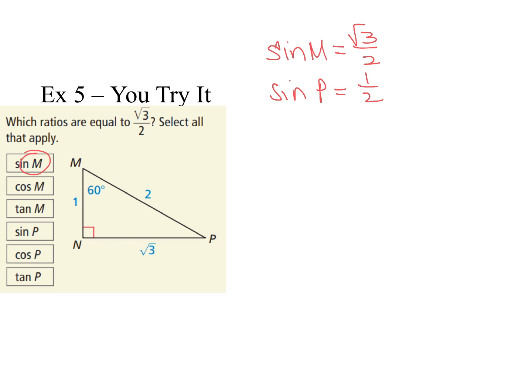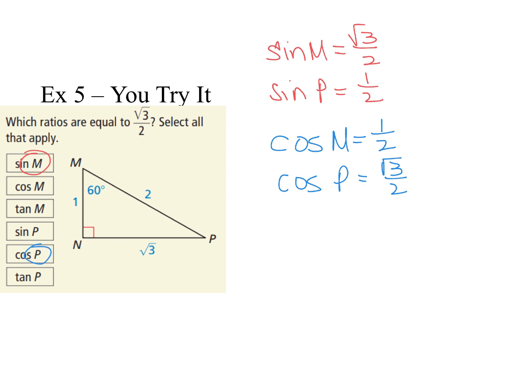The cosine of m is going to equal the adjacent, which would be 1 over the hypotenuse, which is 2. So that's not going to work. The cosine of p is going to equal the square root of 3 over 2. So that one will work.